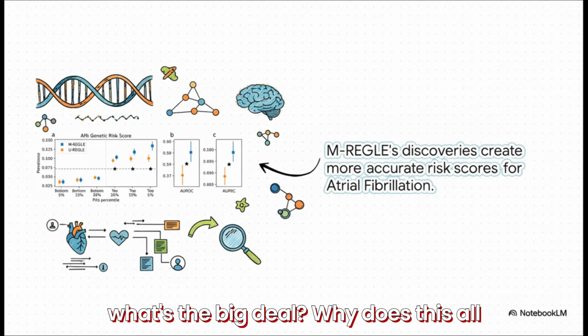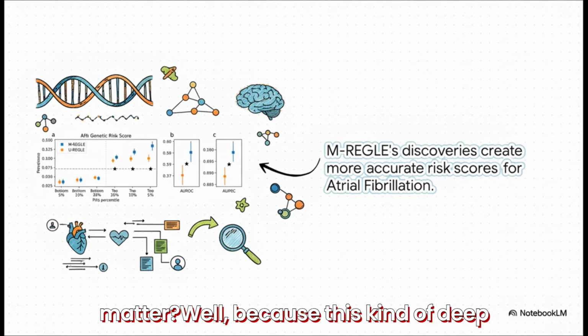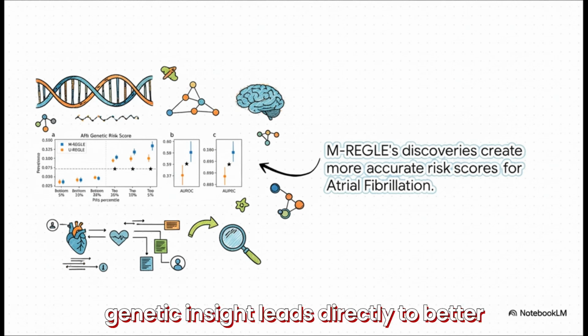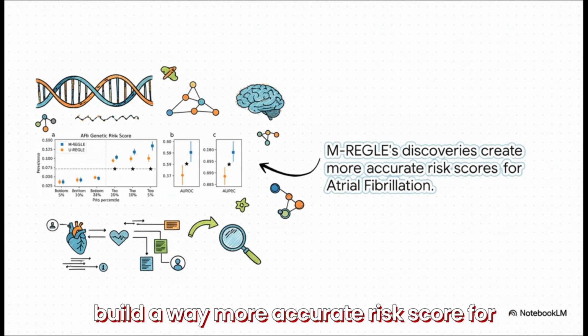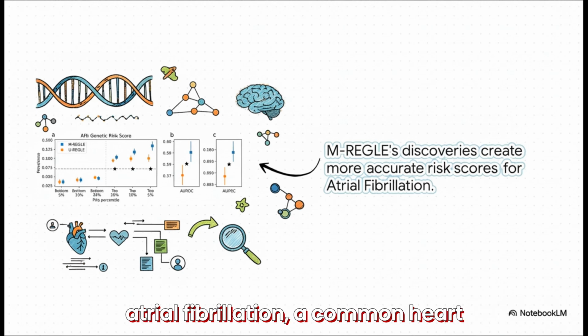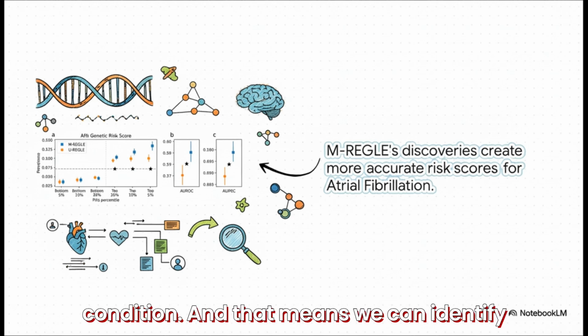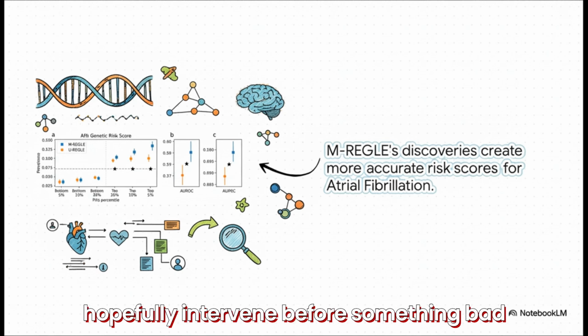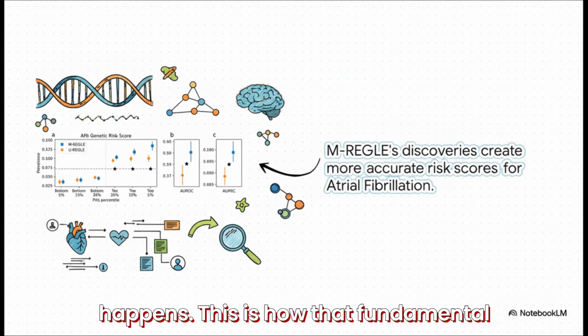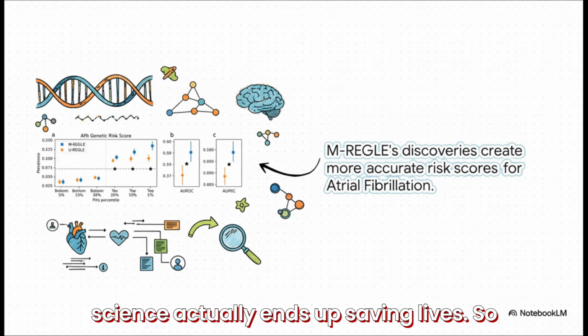So what's the big deal? Why does this all matter? Well, because this kind of deep genetic insight leads directly to better medicine. This new knowledge was used to build a way more accurate risk score for atrial fibrillation, a common heart condition. And that means we can identify people at high risk way earlier and hopefully intervene before something bad happens. This is how that fundamental science actually ends up saving lives.